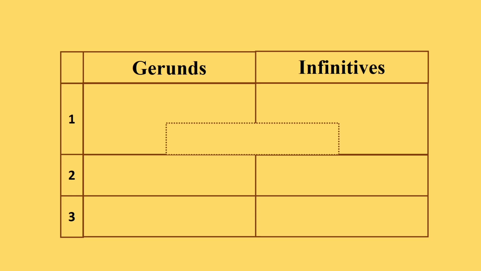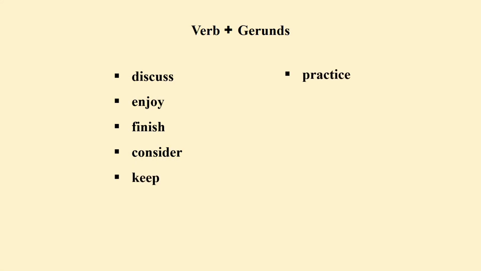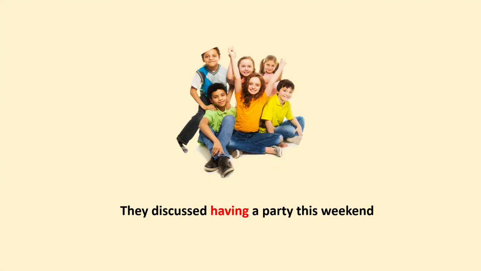Rules of using gerunds and infinitives. There are 3 basic rules for using gerunds and infinitives. Some verbs are usually followed by gerunds. Examples of these verbs are discuss, enjoy, finish, consider, keep, practice, suggest, quit, and recommend. For example, they discussed having a party this weekend.